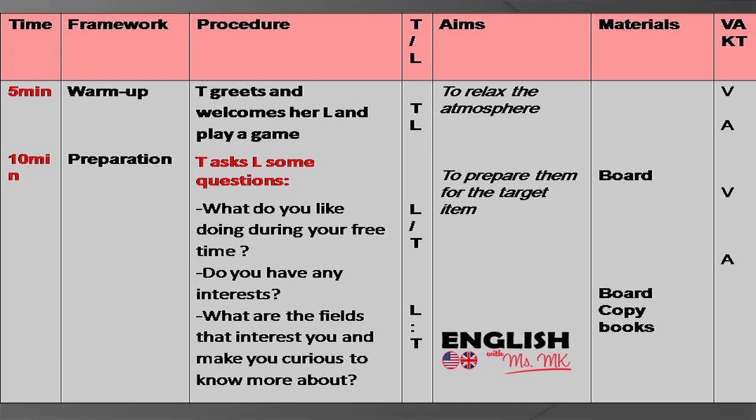Here we have a third year lesson of interests and likes. So the interested in, fond of, keen on, and so on. Before preparation, I asked my pupils some questions. What do you like to do in your free time? Do you have some interests? What are the fields of interest that make you curious to know more about? These are quick questions of some seconds, and I'm going to move directly to preparation.